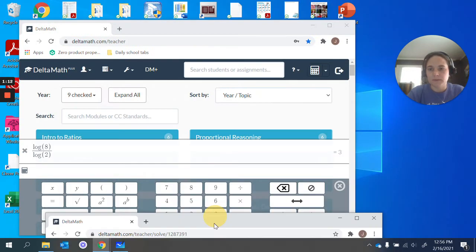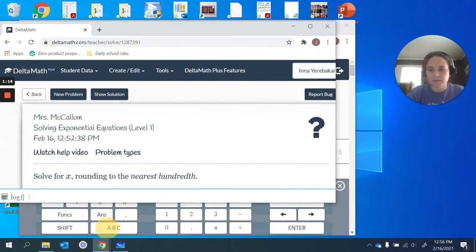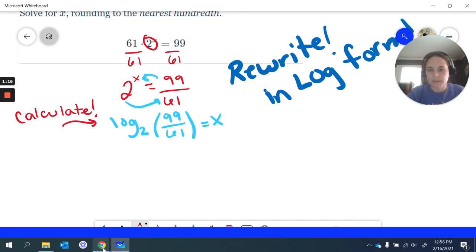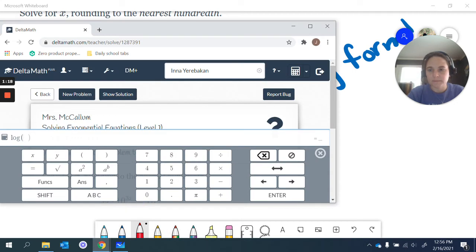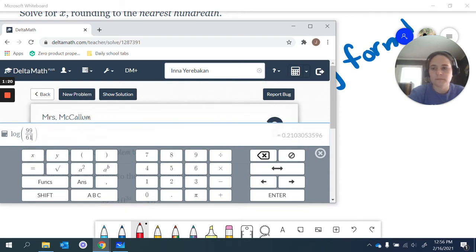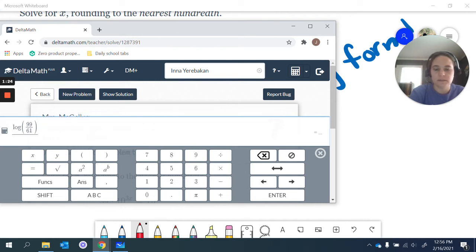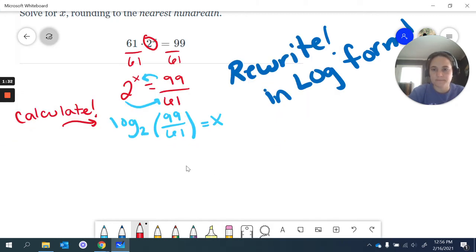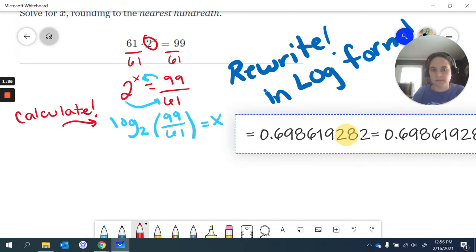and what was it? Log of, where's my whiteboard? 99 over 61 divided by log of 2. And there's your answer right here. You can even cut and paste that. Maybe. I don't know if I can paste it to my whiteboard. There it is, a couple times.